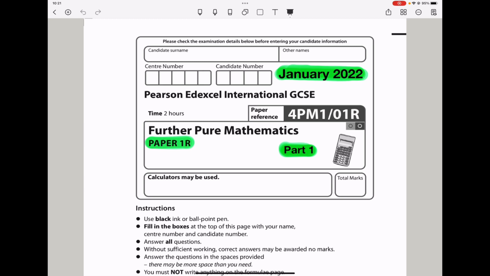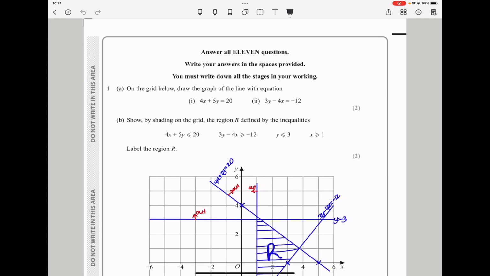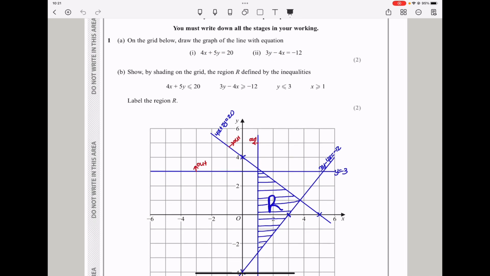Let's begin with question 1. Question 1 says, on the grid below, draw the graph of the line with the equation 4x + 5y = 20 and 3y - 4x = -12.